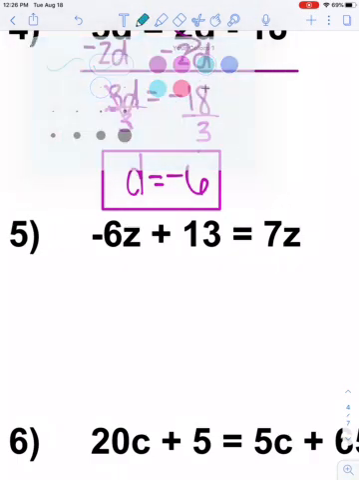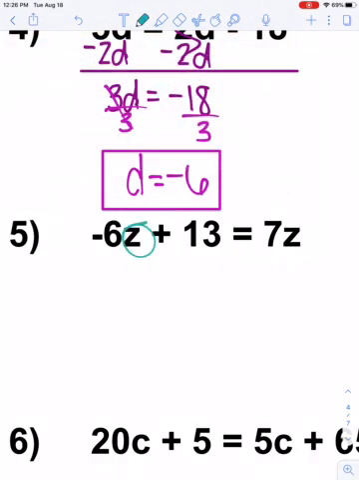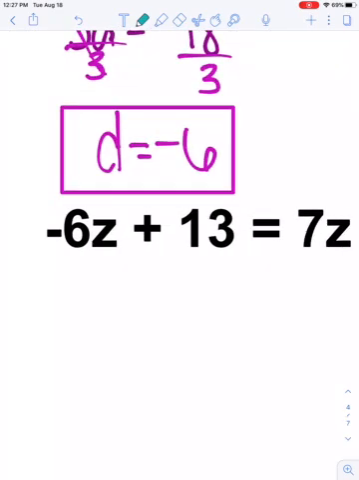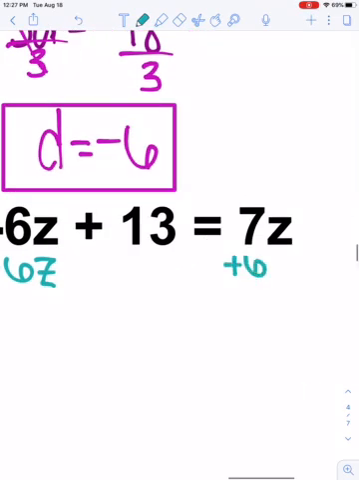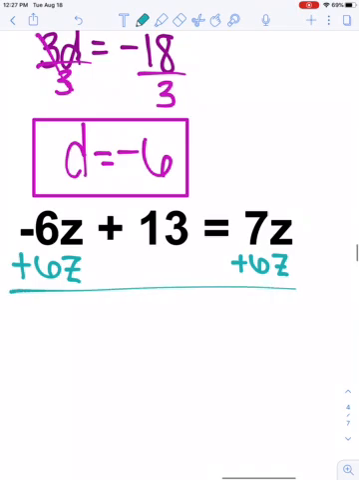Number 5, no parentheses, which is great, but you do see Z's in multiple places, okay? Since the right-hand side of the equal sign only has Z's, it doesn't have any extra stuff, it's going to be easiest for us to move all the Z's over there. So I'm going to move this negative 6Z. Since it is negative, you're going to add it over, which gets rid of it.